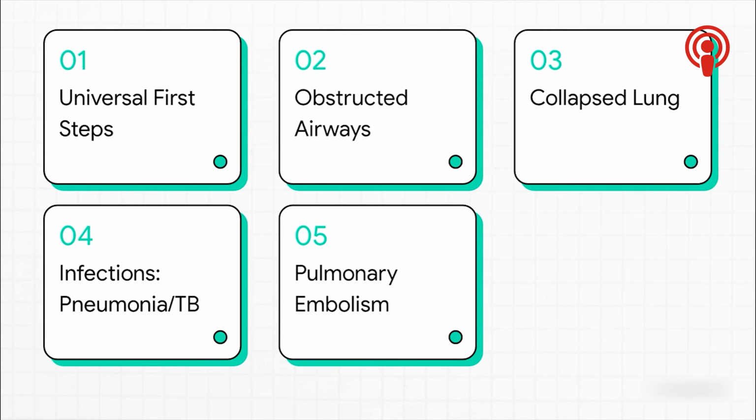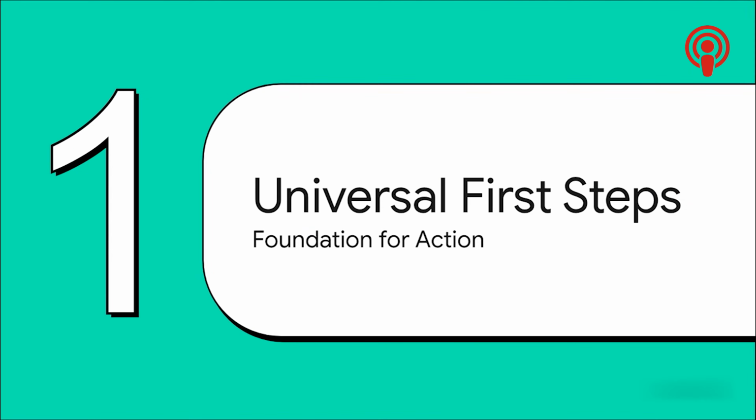So to make sense of that chaos, we're going to break it down into 5 key parts. First, the universal steps you always take. Then, we'll tackle obstructed airways like asthma and COPD. Then, a collapsed lung. Then, a couple of key infections. And we'll wrap up with that great masquerader, the pulmonary embolism. All right, let's kick things off with section 1.